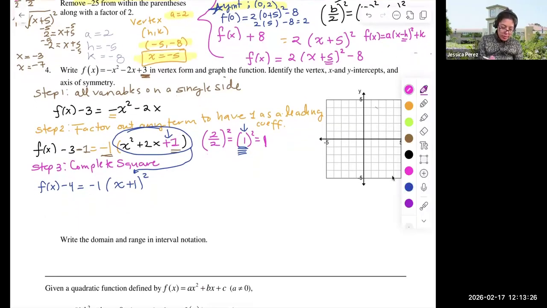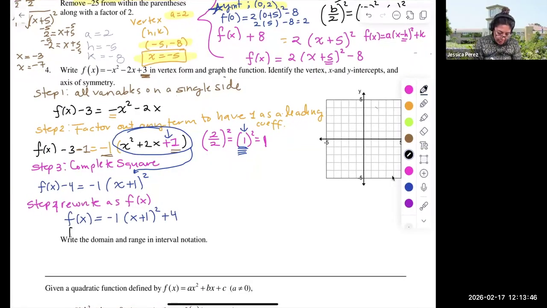Now that I have it almost done, step 4, I rewrite it. I rewrite as f of x only. So now I have f of x is equal to negative 1 parentheses x plus 1 quantity squared plus 4. Now I see that this is in vertex form, which is exactly what I wanted.